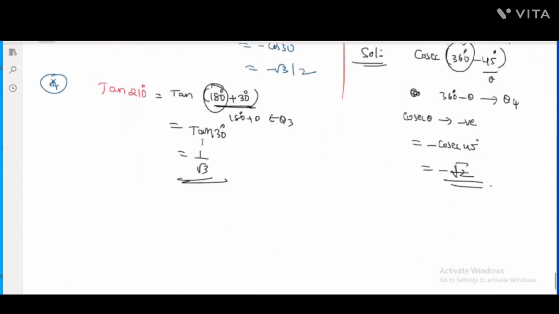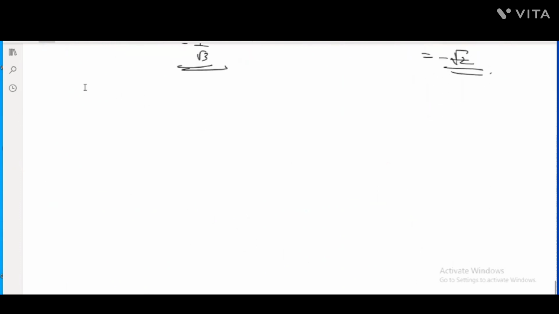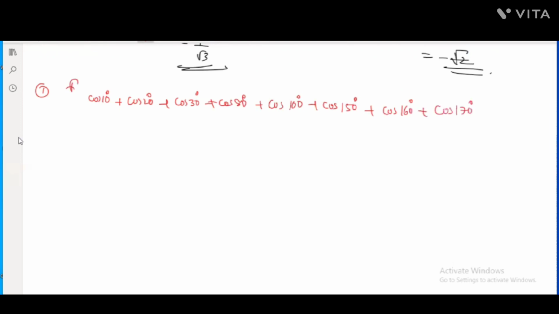You can try the remaining ones in different ways. Here I'll solve one question based on this. That question is: find the value of cos 10 plus cos 20 plus cos 30 plus cos 80 plus cos 100 plus cos 150 plus cos 160 plus cos 170. So find the value of this one.